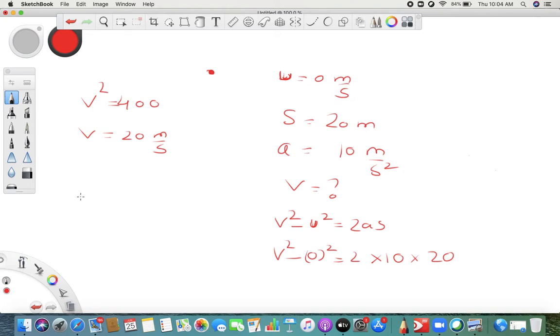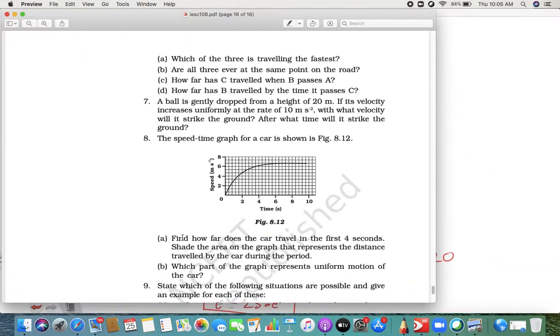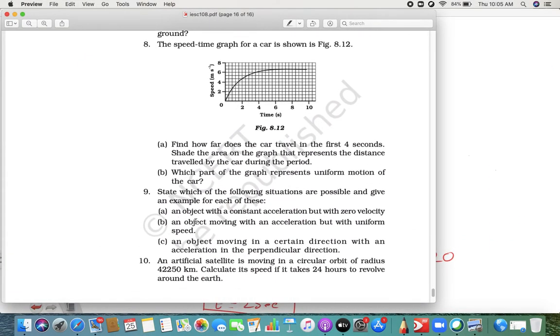Now we are going to find out time. So time is what? v is equal to u plus at. Now put all the values here. v is 20, u is 0, a is 10, and we have to find out t. So 20 is equal to 10t. So t is equal to 20 upon 10. So it is 2 seconds. So we get our answer as 20 and t is equal to 2. So this is how we get our answer.